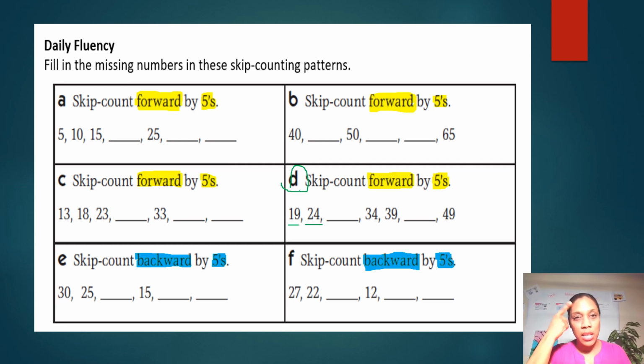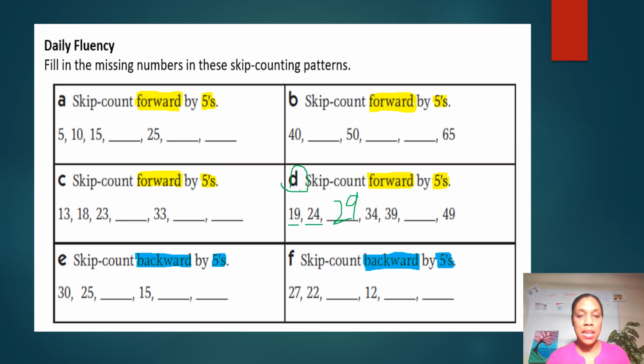If I have 24, I put 24 in my head and I count up 5 more. So let's do that. 24, 25, 26, 27, 28, 29. The missing number here is 29. Okay, now the next number, 29 plus 5 is 34. 34 plus 5 is 39.